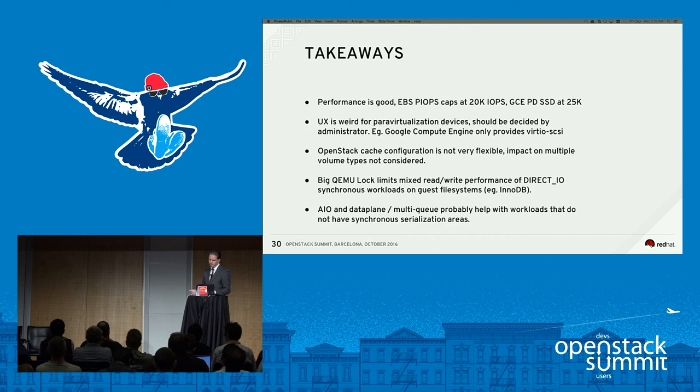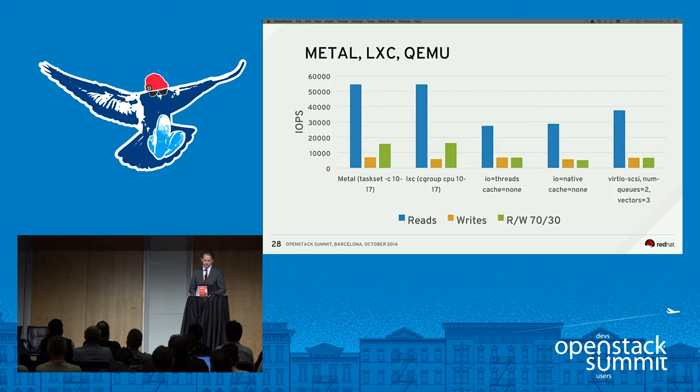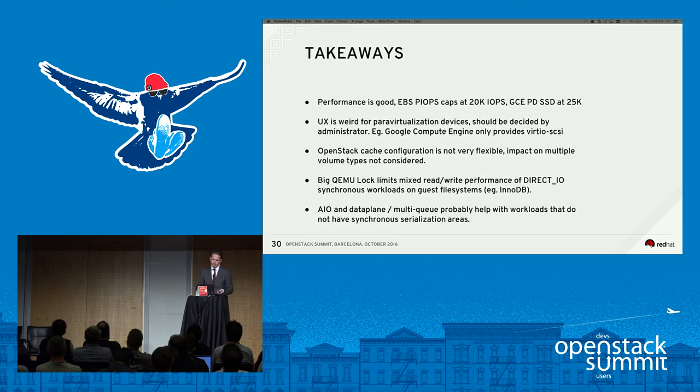So in conclusion, our performance is pretty good, right? There's been a lot of work put into QEMU to make it perform really well. We're able to, at least on a 100% read workload, hit caps similar to what the public clouds do, right? The public clouds cap out their instances at 20,000 or 25,000 IOPS. You can't do more than that. And in some cases, we're demonstrating over 30,000, close to 40,000 IOPS, at least on read. That's still pretty impressive for a single instance.